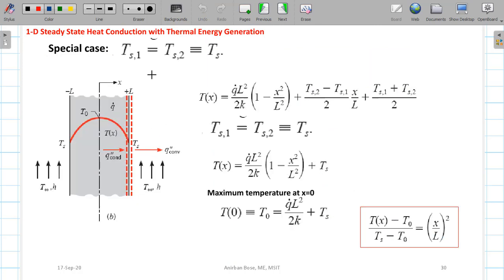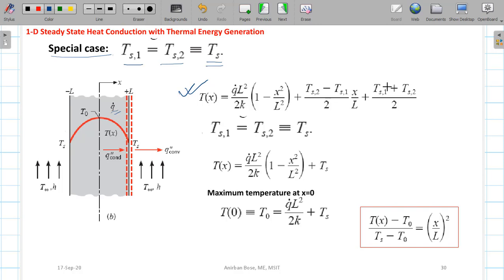Now see a special case where this Ts1 and Ts2 are not different. If this Ts1 and Ts2 are the same, and that is equal to Ts, and uniform rate of heat generation throughout the volume, that is Q dot, then you can find the temperature field. If you just put the value of Ts1, Ts2 same, and that is equal to Ts in the previous expression, this was the previous expression.